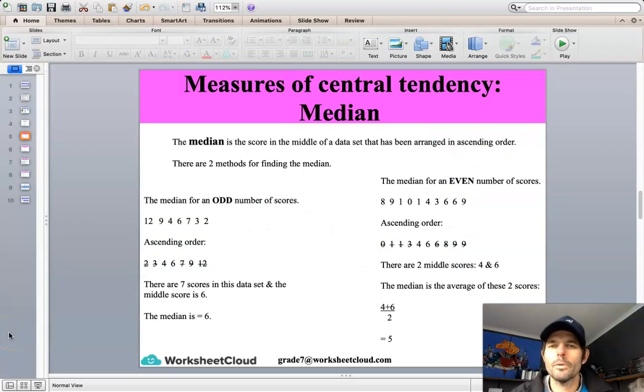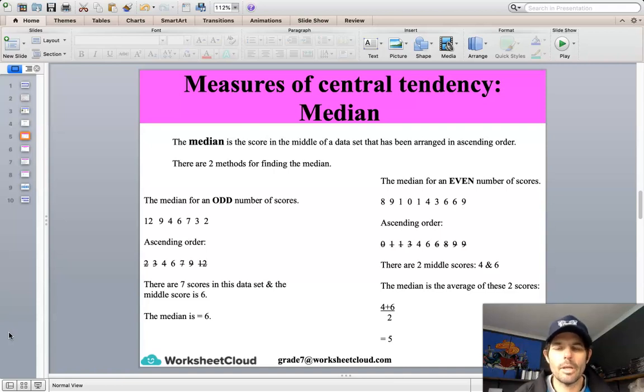So the main theme for today is to look at measures of central tendency. And measures of central tendency are averages, and the average we're going to look at today is the median. So the median is the score in the middle of a data set that has been arranged in ascending order.